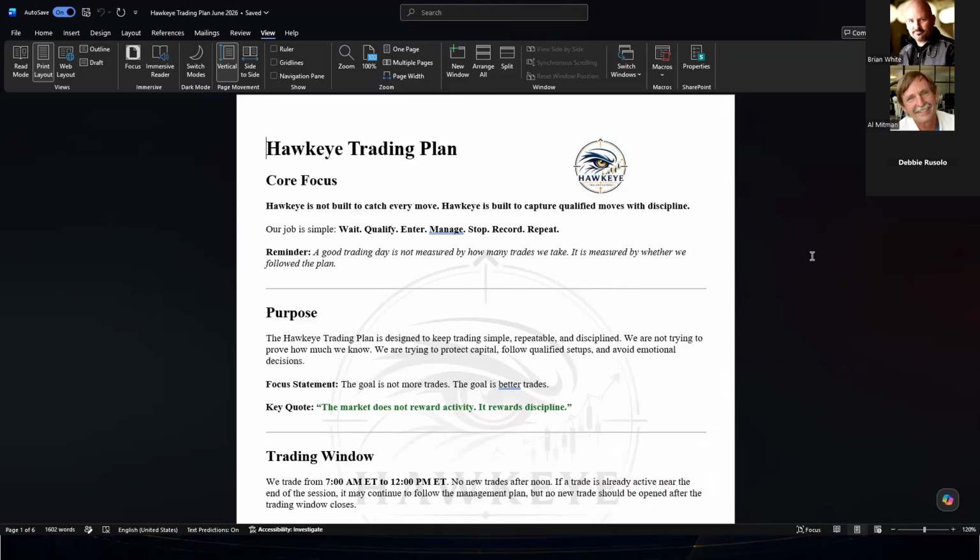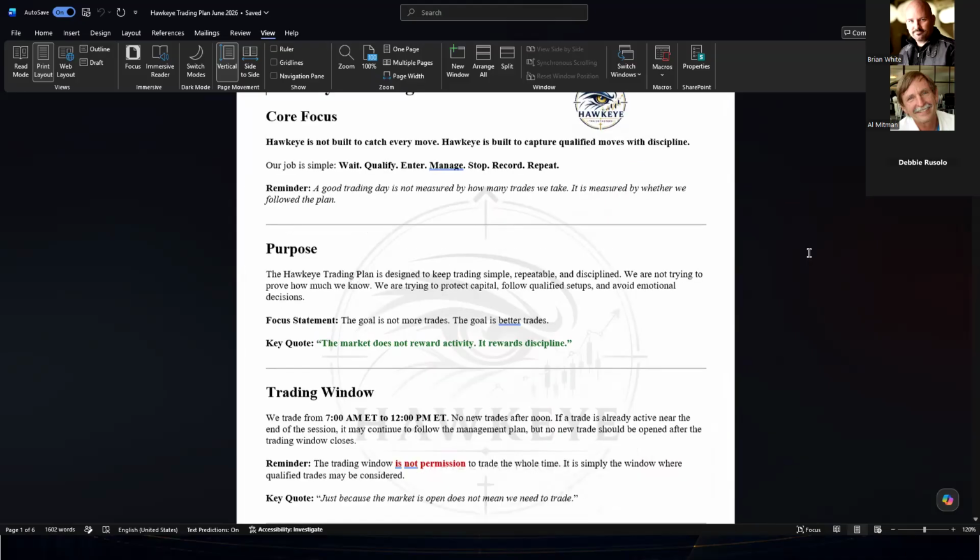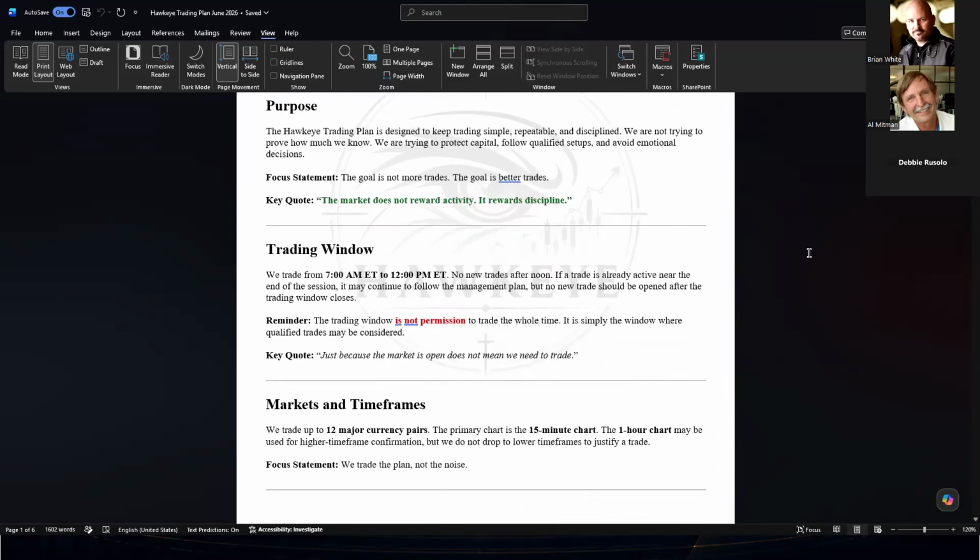So a reminder, a good trading day is not measured by how many trades you may take. It's measured by whether you follow the plan or not. The purpose of our trading session every day that we come into the Hawkeye is designed basically to keep trading as simple as possible, repeatable, duplicatable, but more importantly, disciplined. We're not trying to prove how much we know to you. Our goal is actually to protect our own personal capital, follow the qualified steps that we've created, and avoid those emotional decisions of fear, greed, revenge, FOMO, all those things that you guys are all familiar with.